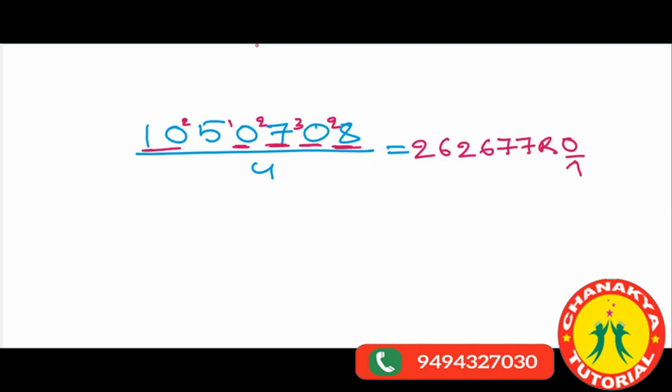So what does it mean? Remainder 0 means? It is divisible, sir. Divisible. Right. Perfectly divisible.